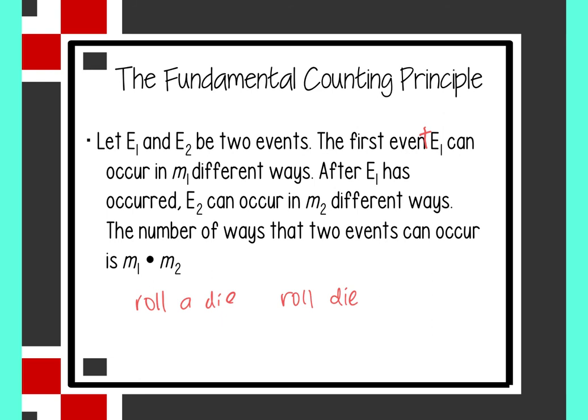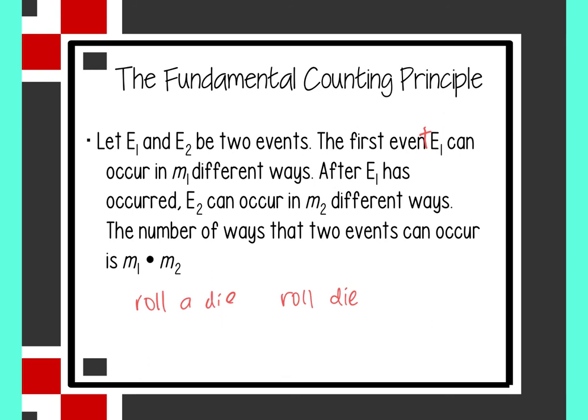So if these are 2 separate events, you want to roll the die and flip a coin. You want to roll the die twice. Whatever the 2 separate events are, in order to find out the total number of ways it can be done, we multiply that number out. So eventually the and the or is going to get important here. This one we're saying and.